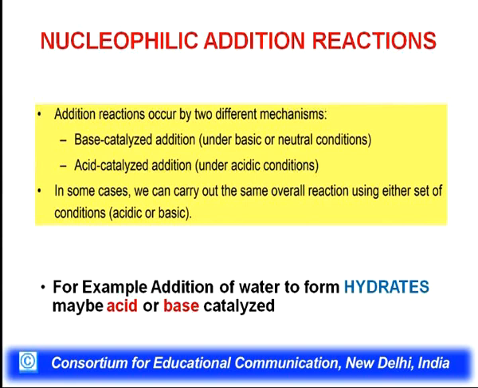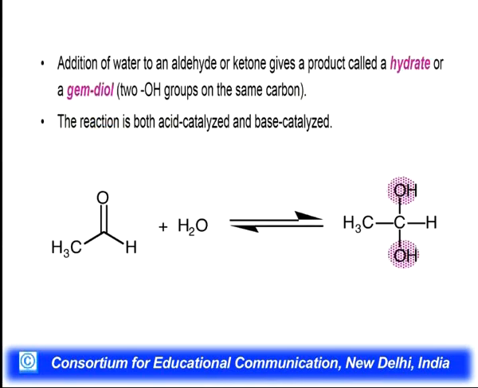Now nucleophilic addition reactions can occur by two mechanisms. That is, they can either be base catalyzed under basic conditions or they can be acid catalyzed under acidic conditions. For these two conditions, I am taking the example of water, and the addition of water to form hydrates may be acid catalyzed or base catalyzed. Whatever the reaction is, whether it is acid catalyzed or base catalyzed, it gives us the same product, that is, it will give us a gem diol.